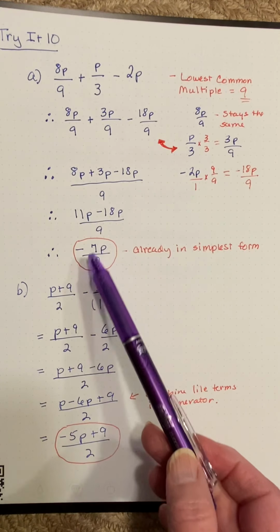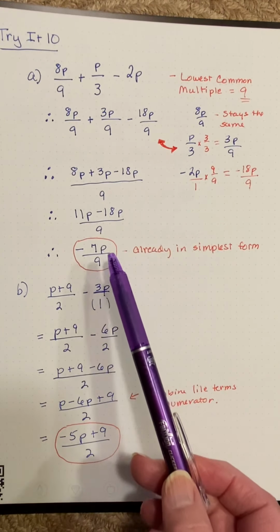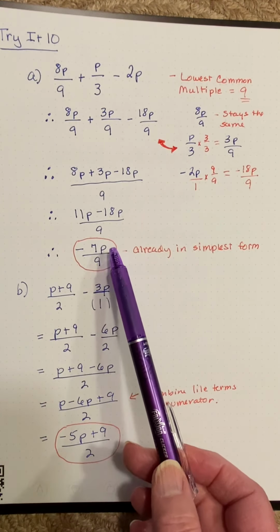First of all, the constants can't be reduced. And second of all, even if they could, because of the p in the numerator, that is a value all on its own. There isn't any p in the denominator, so I couldn't even go on if I wanted to. So there you go, negative 7p over 9.